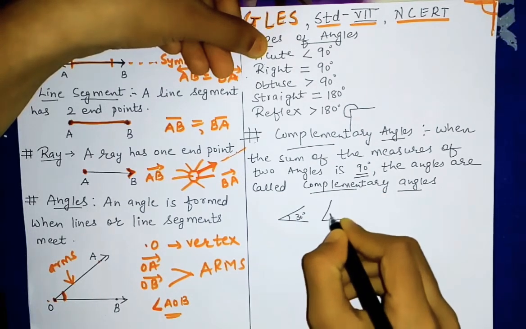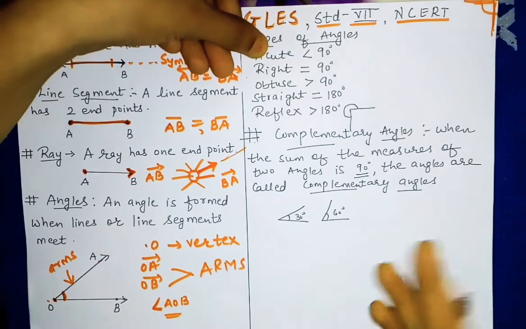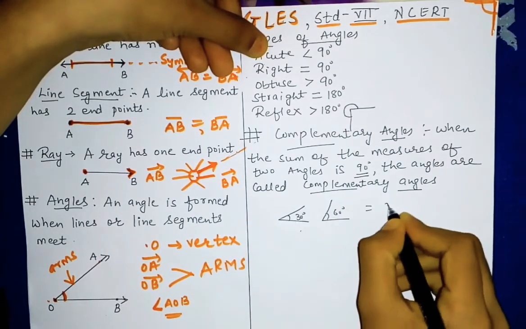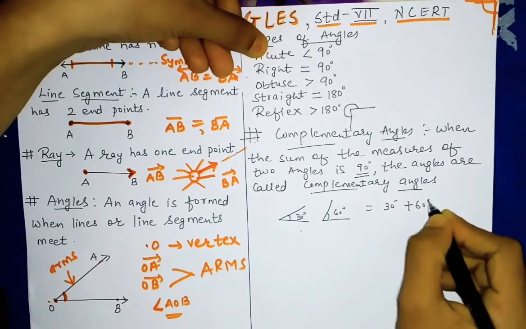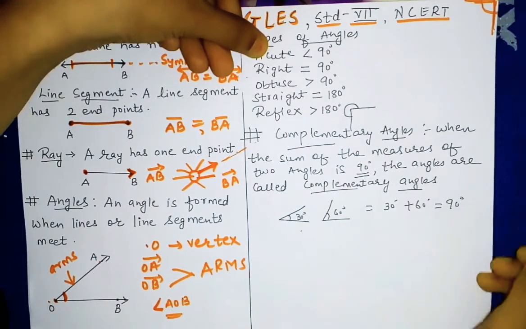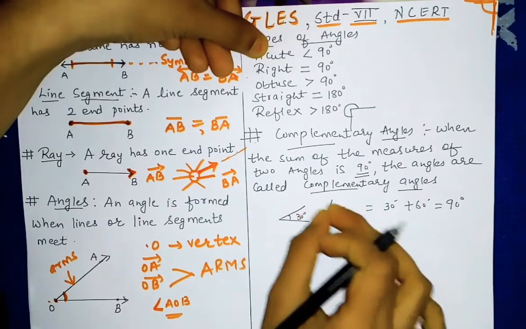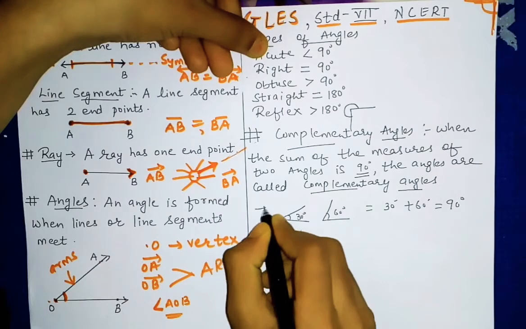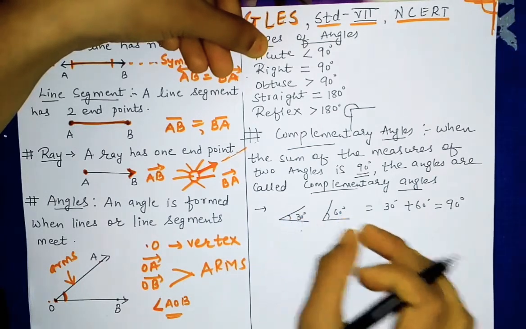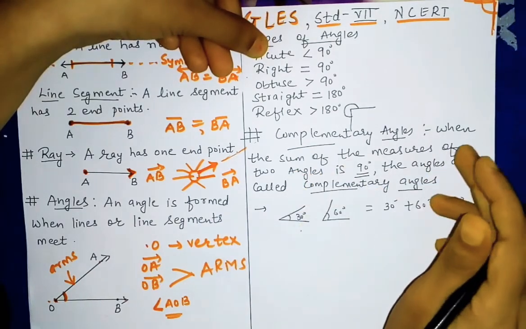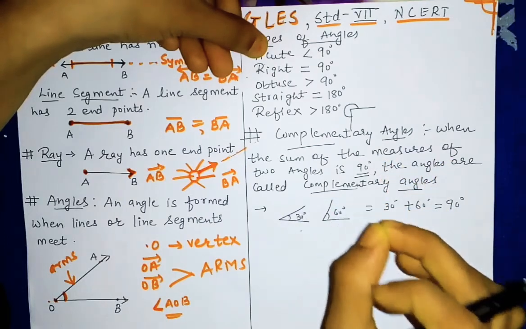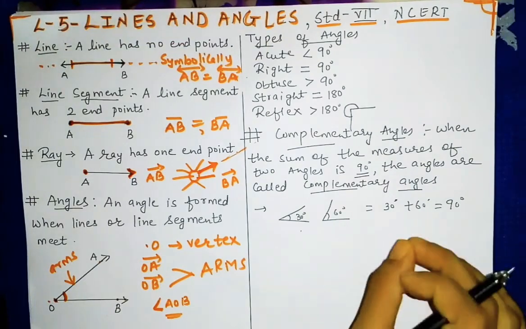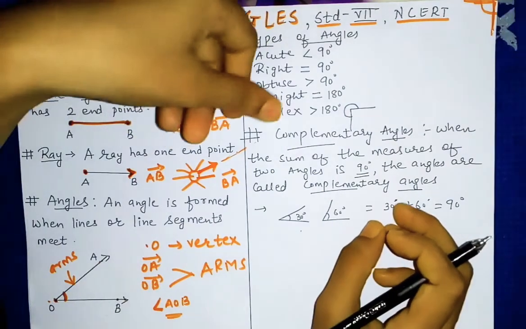For example, suppose one angle is 30 degrees and the other angle is 60 degrees. This is 30 and this is 60. If you add these both, 30 degrees plus 60 degrees, the answer is 90 degrees. So these two angles are called complementary angles because the total is coming to 90 degrees. Whenever the sum of the measures of two angles is 90 degrees, such a pair of angles is called complementary angles.